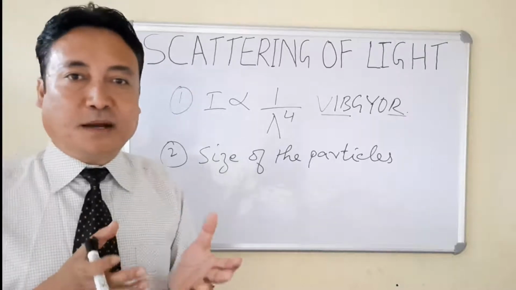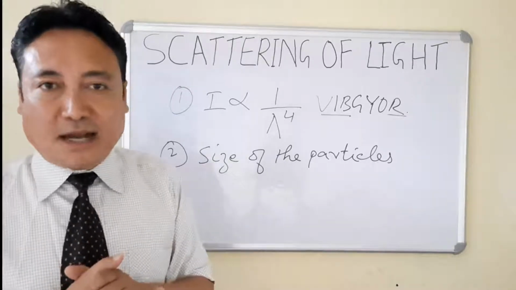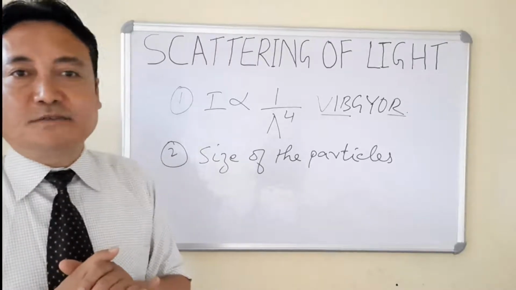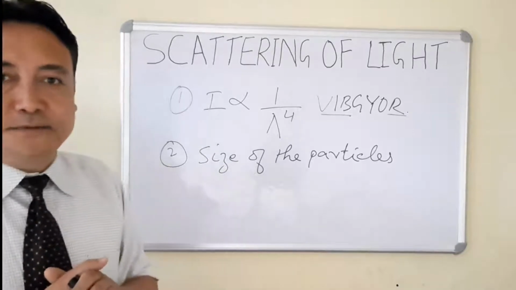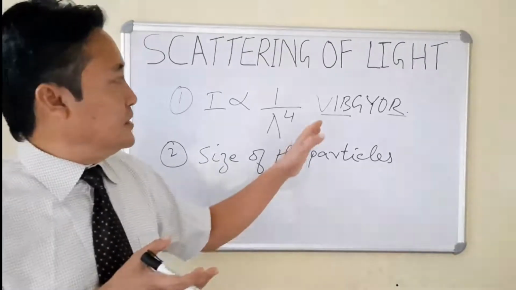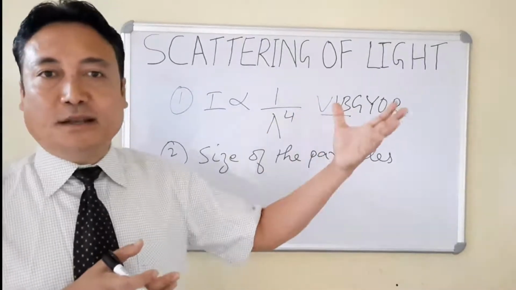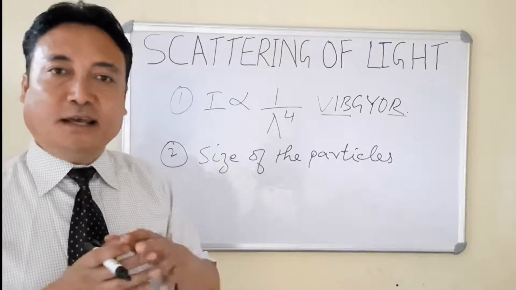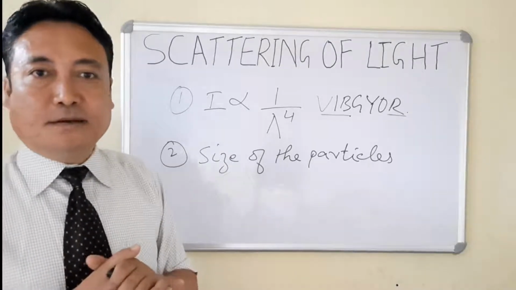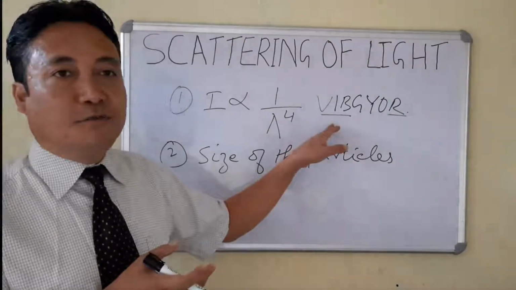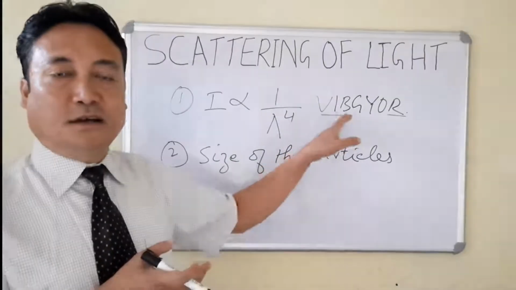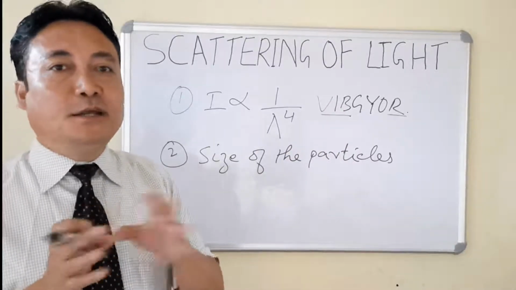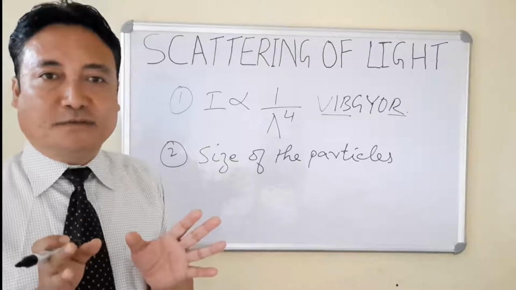The larger particles will scatter the light rays of longer wavelength, and the smaller particles will scatter the light rays of shorter wavelength. So when the light rays strike the particles in the atmosphere, they get scattered. Violet, indigo, and blue all have shorter wavelengths, so all three colors will scatter.